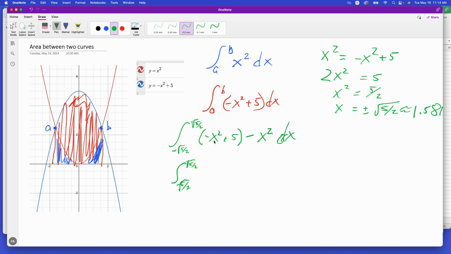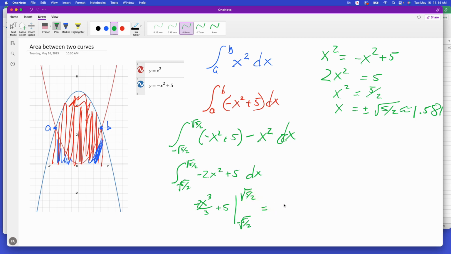And I'm just going to simplify this a little bit, so I end up with negative 2x squared plus 5 dx. So then I'm going to integrate that, which gives me negative 2x to the third over 3, I forgot my 2, plus 5, and evaluated from negative square root of 5 over 2 to positive square root of 5 over 2.